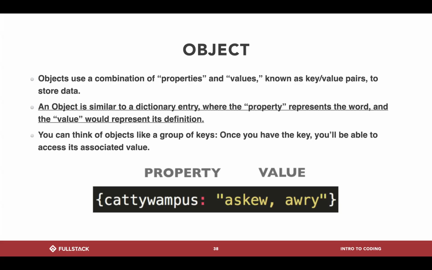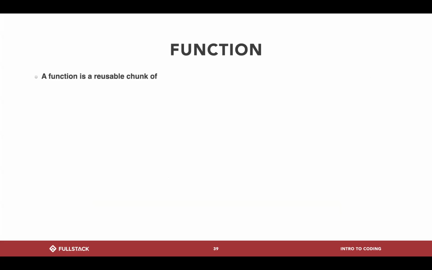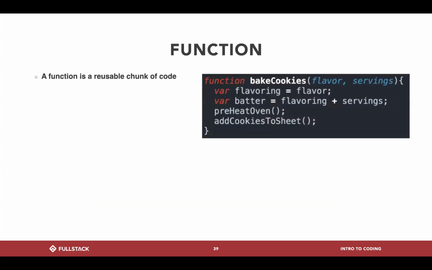You can think of objects as a group of keys. So once you have the key, you'll be able to access its associated value. And then finally, we have functions. A function is a reusable chunk of code, and it's similar to a recipe. It has a list of lines that you can execute one by one. And when you call it, when you invoke it, when you tell it to go, it will execute all of those lines that you defined one by one.